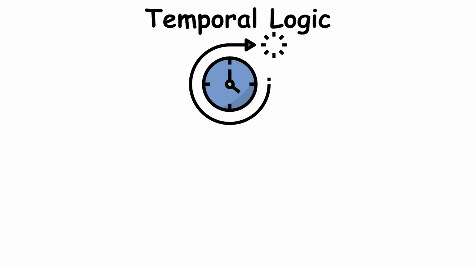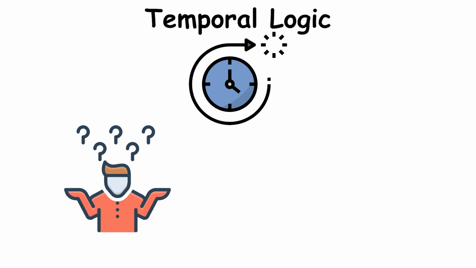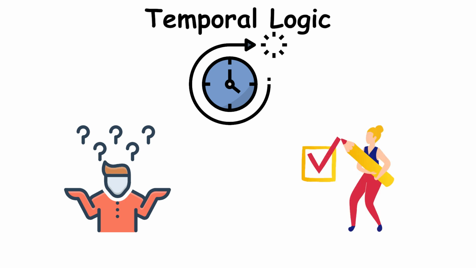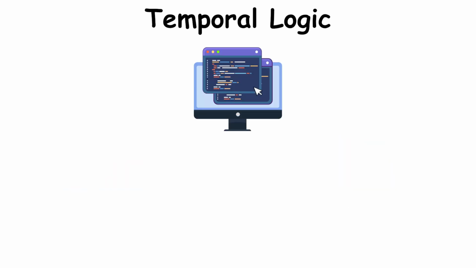12. Temporal logic. Temporal logic helps us reason about time-dependent events, such as when things will happen or must happen. Example: in programming, you might want to say, task A must happen before task B. This system allows you to reason about the order of events over time.